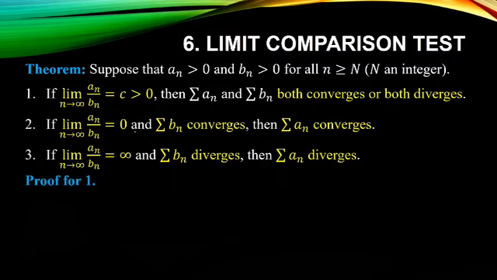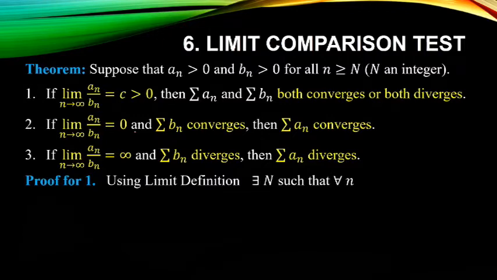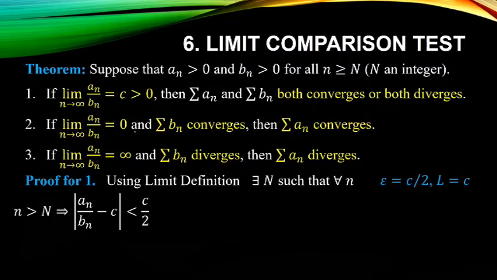Proof for number 1, using the limit definition. There exists a big N such that for all n, with epsilon equal to c over 2 and the limit L equal to c, if n is greater than big N, it implies that the absolute value of a sub n over b sub n minus the limit c is less than epsilon, c over 2. Now solving the inequality, we have negative c over 2 less than a sub n over b sub n minus c less than c over 2.